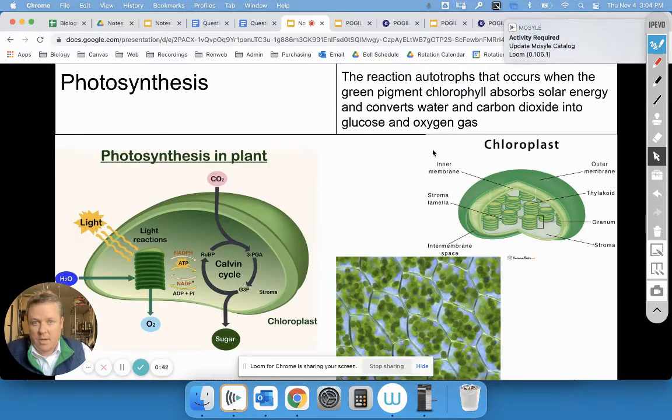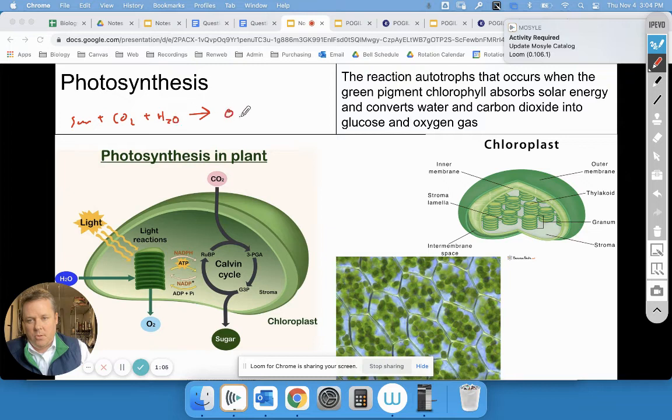Let's give it a definition. This is the reaction in autotrophs that occurs when the green pigment chlorophyll absorbs solar energy and converts water and CO2 into glucose and oxygen gas. And you guys already know, because we just did the equations, that would be sunlight plus CO2 plus H2O produces O2 plus C6H12O6.